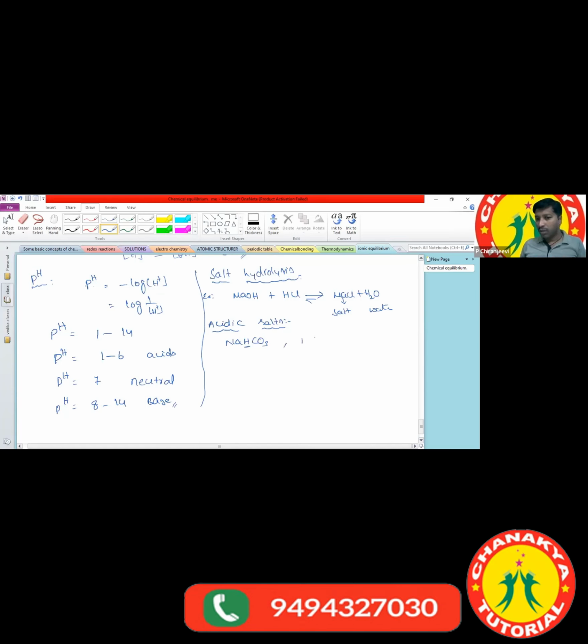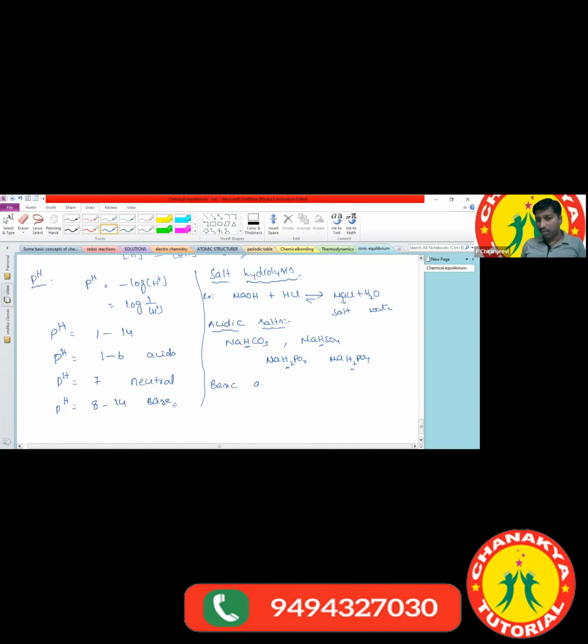And sodium bisulfate, NaHSO4. Here also we have one hydrogen. Sodium phosphate, NaH2PO4. In this one, we have two hydrogens. All these are examples of acidic salts because they contain replaceable H plus ions. And we have basic salts.